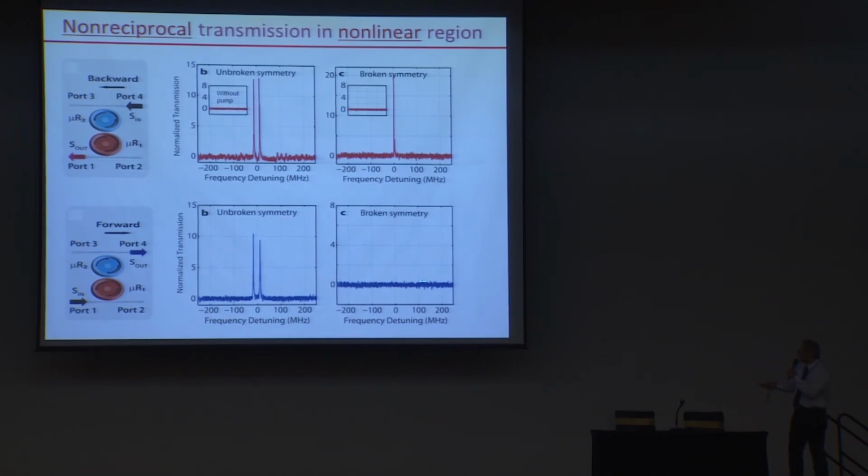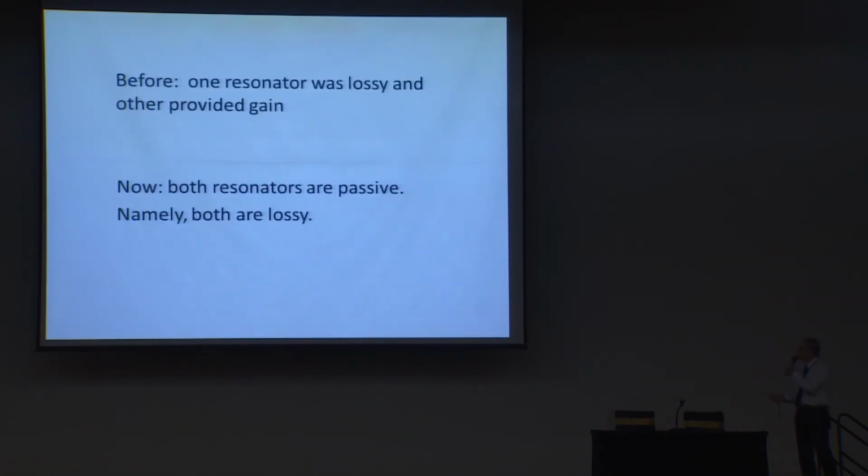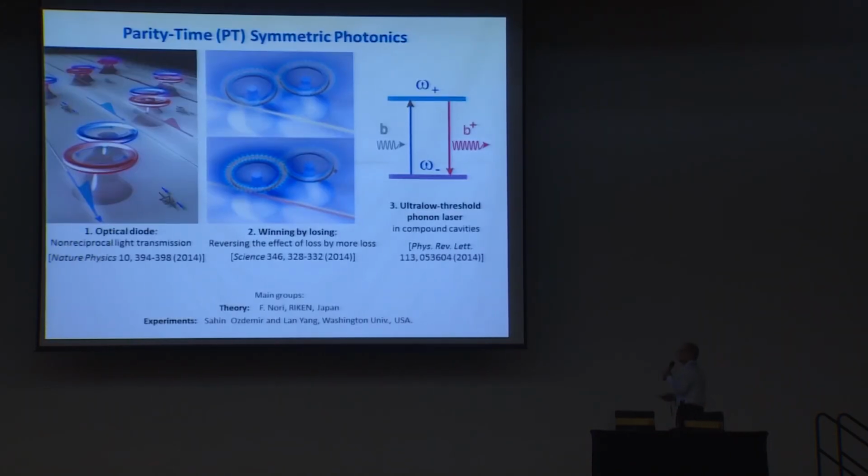So the signal is obliterated to zero. Before, we had one resonator that was lossy and the other one had gain. Now, let's make both resonators passive, namely both are lossy. So we talked about the optical diode.